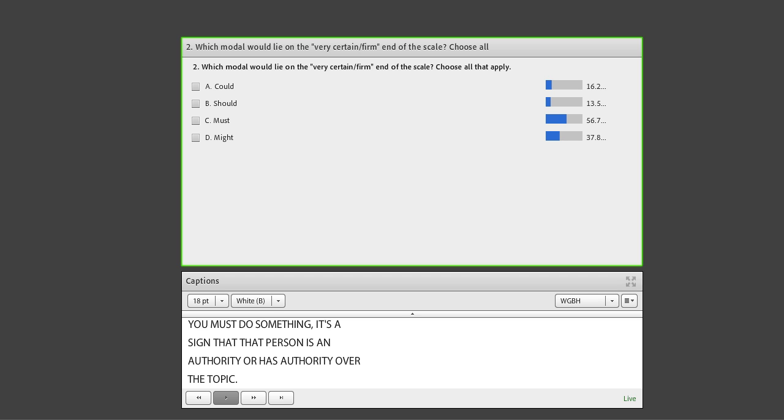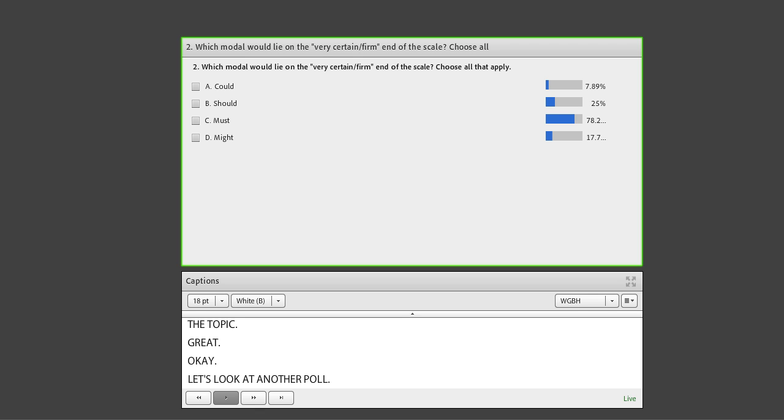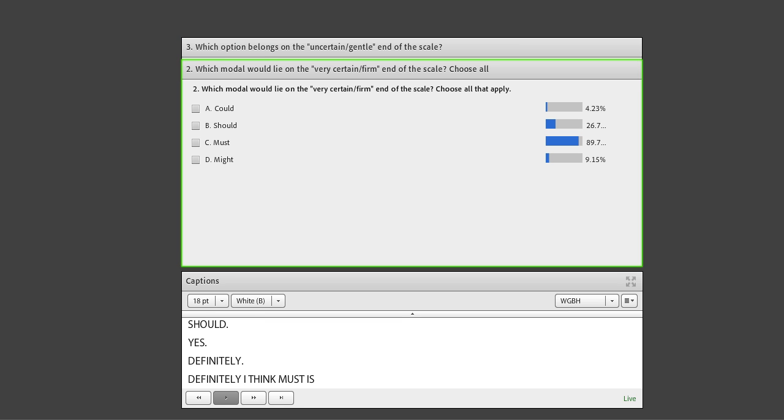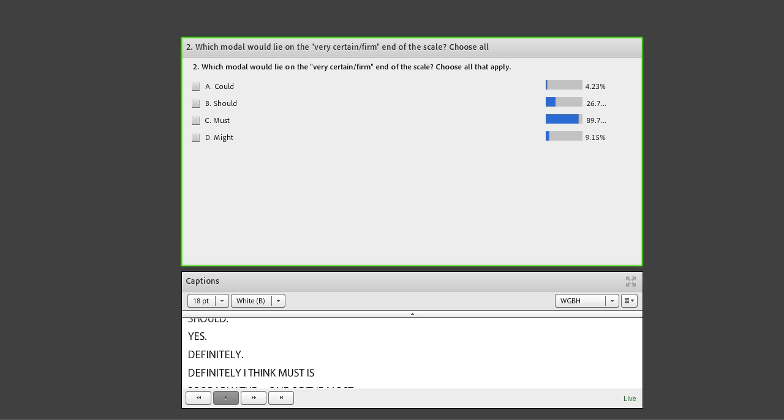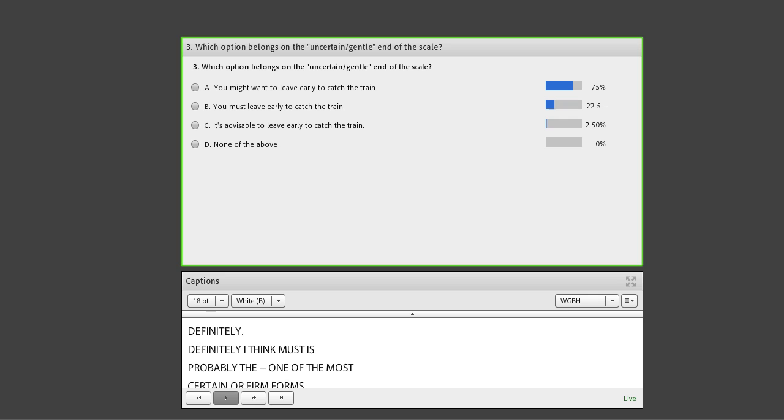Okay, let's look at another poll. Which modal would lie on the very certain or firm end of the scale? So let's flip it around and see. Okay, great. Yes, I agree. Yes, must, should. Yes, definitely. I think must is probably one of the most certain or firm terms. And then let's look at one more.